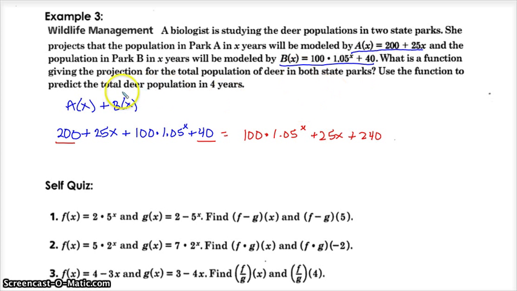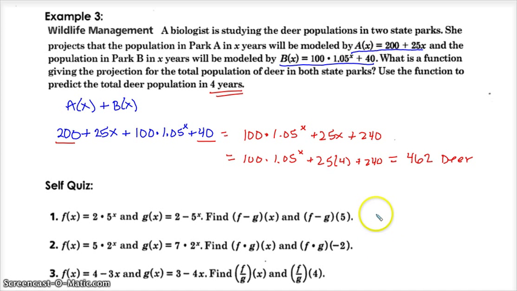The last step is that it wants me to then predict the population in 4 years. Since x represents years, I'm going to plug in 4. I'll do just that, and then I can use my trusty calculator to calculate the actual population. Once I'm done plugging in 4, I plug all that into my calculator. I'm left with approximately 462 deer. All right, now it's your turn. I want you to try the self-quiz and then check your answers.